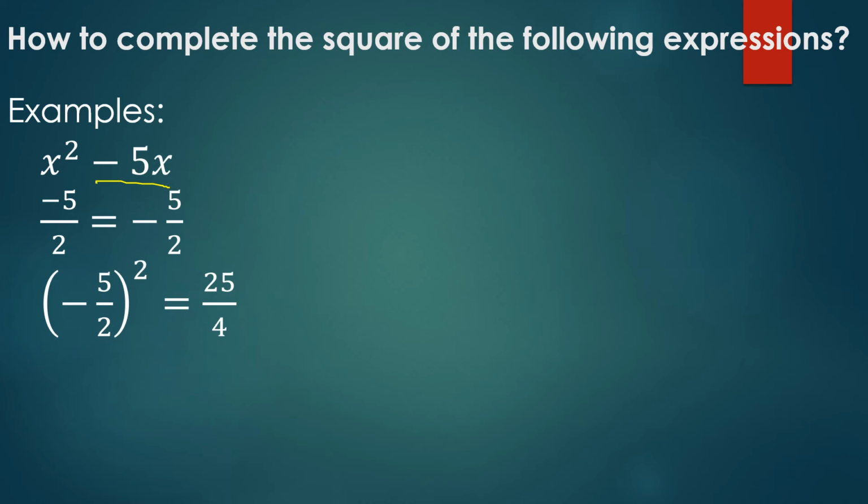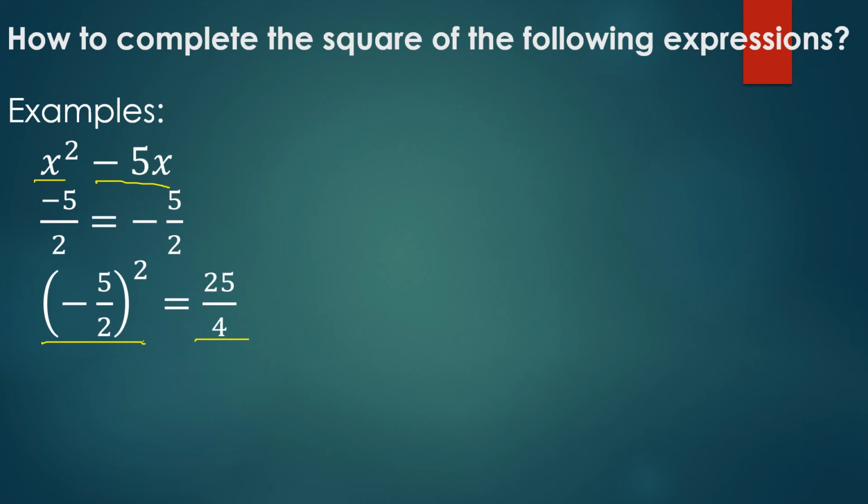Negative 5 over 2 quantity square will give us positive 25 over 4. Paano po nangyari yon? Diba? Ang rule natin kapag nagmumultiply tayo ng fractions, numerator to numerator and then denominator by denominator. In-expand lang ito as negative 5 over 2 times negative 5 over 2. And the product is positive 25 over 4.